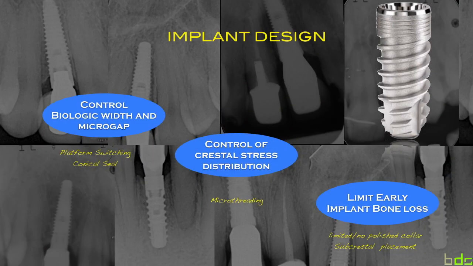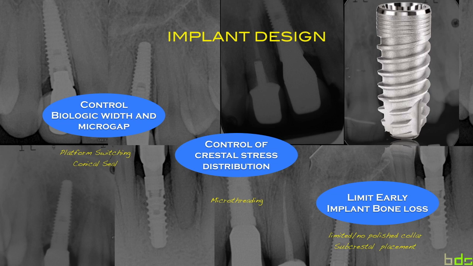So let's sum it up. Implant design, nowadays the literature is in favor of controlling the biologic width and microgap. And to do so, we have to use platform switching type of implant and the conical seal connection. Showed and proven by all these studies, it is the connection that leaks the least, microbial leakage is the least, and obviously preserves more bone.